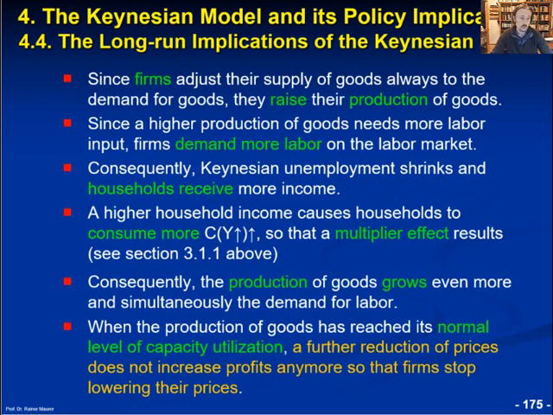A higher household income causes now additionally households to consume more, so that the multiplier effect results and total demand grows finally stronger than just the initial increase of the investment demand. Consequently, the production of goods grows even more, and simultaneously the demand for labor grows more. When the production of goods has reached its normal level of capacity utilization, a further reduction of prices does not increase profits anymore, so firms stop lowering their prices.